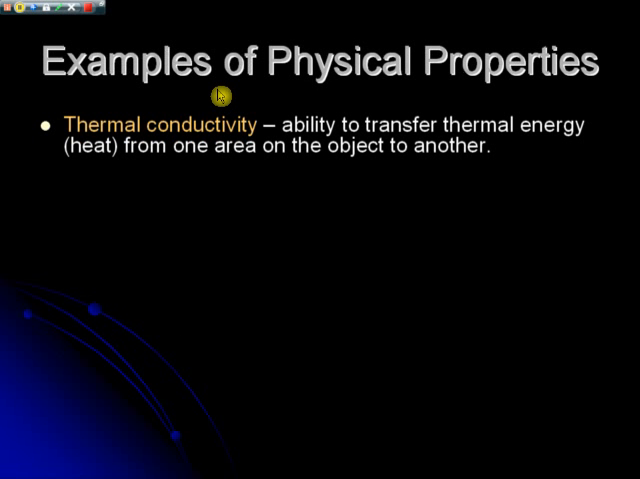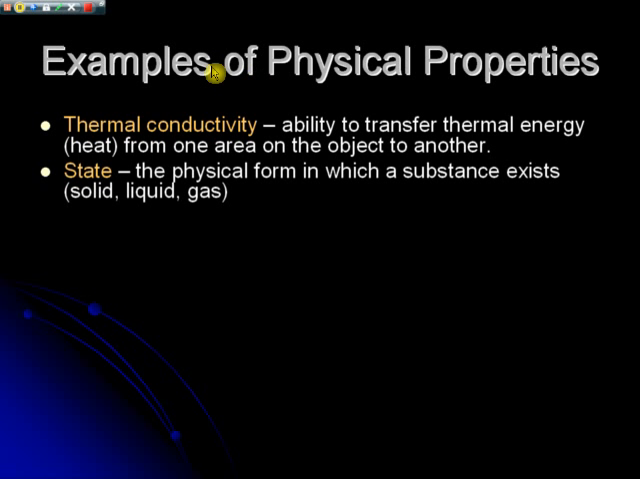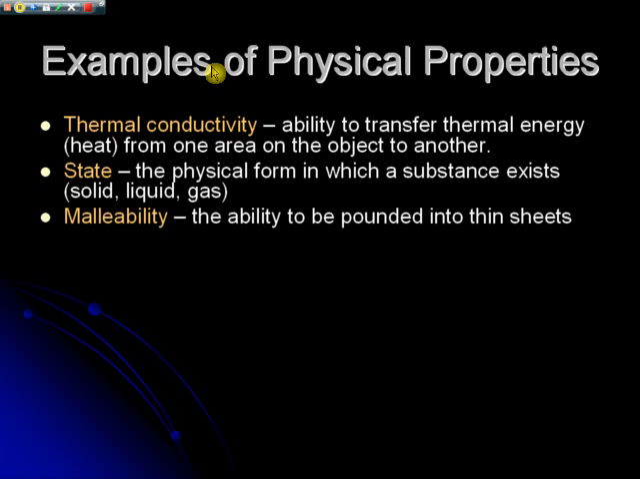Now, there's many examples of physical properties. The first is thermal conductivity. That's the ability to transfer thermal energy from one area on the object to another. For example, your metal pots and pans have good thermal conductivity, which is why we use them to cook things. We want the heat to transfer from the bottom of the pan to the top of the pan. State is the physical form in which a substance exists, such as solid, liquid, or gas.